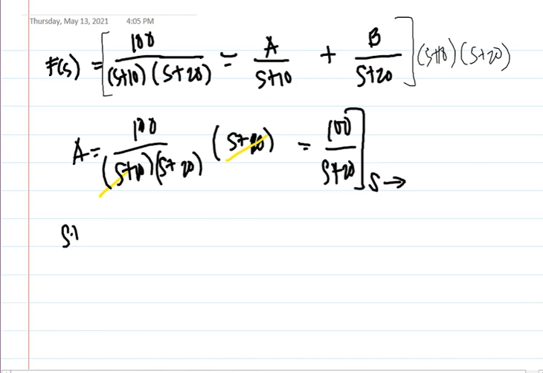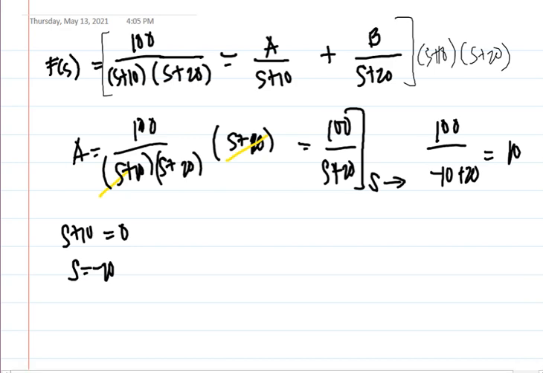For s plus 10, you just equate it to 0, so s is equal to negative 10. So 100 all over negative 10 plus 20. Our A is equal to 100 divided by 10, which is equal to 10. So that is direct. This process is the Heaviside method.